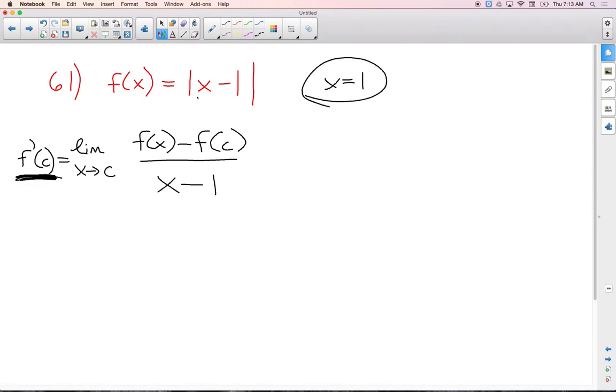So when I look at this, it's going to be the limit as x approaches 1. Okay? The limit as x approaches 1 of f of x. What's f of x?